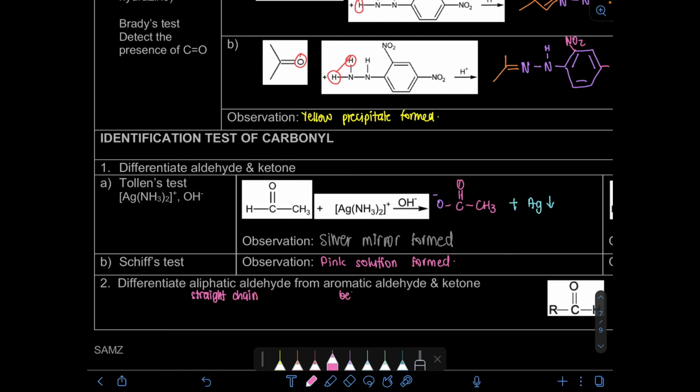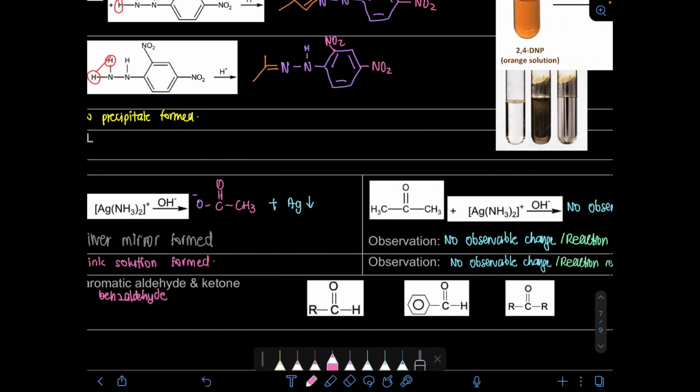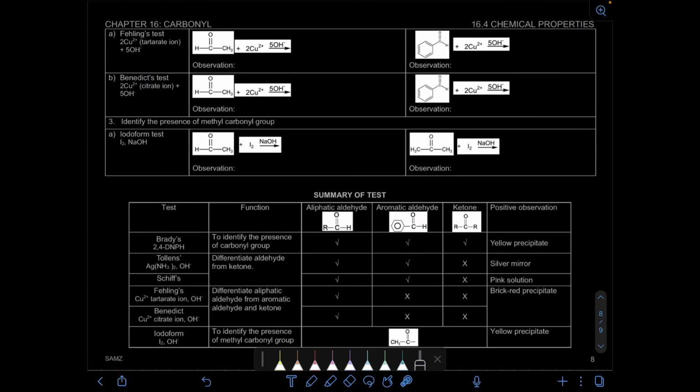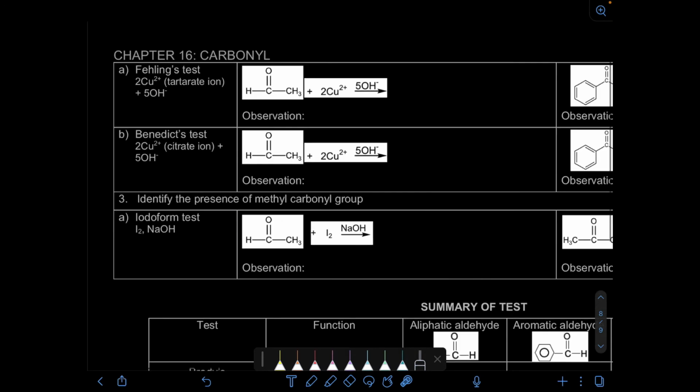Aromatic aldehyde, our punya benzaldehyde lah. And ketone. So again, this is two of our aldehyde. This is aromatic aldehyde. This is yang aliphatic aldehyde. Any alkyl group attached to it. Okay, so this is again a ketone. So what is the test used to differentiate our aliphatic and aromatic aldehyde?